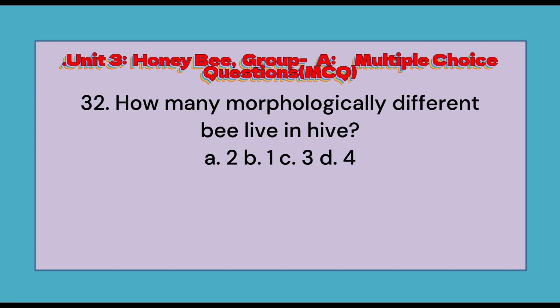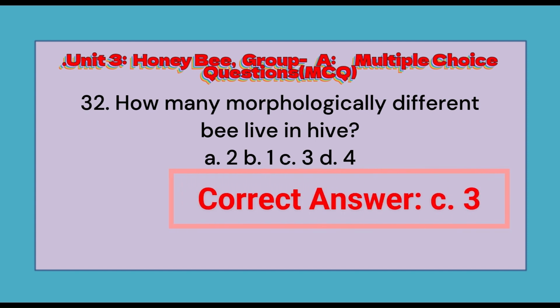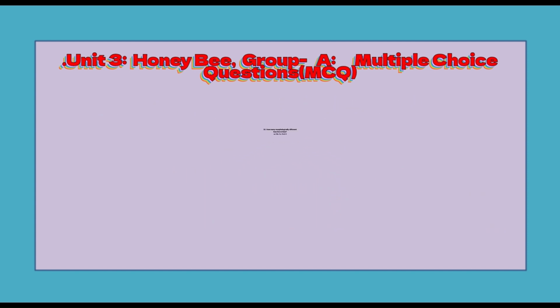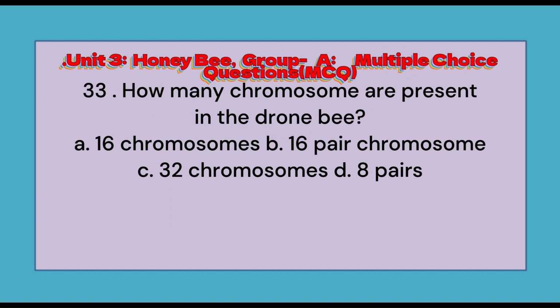32. How many morphologically different bees live in a hive? A. 2. B. 1. C. 3. D. 4. Correct answer: C. 3.